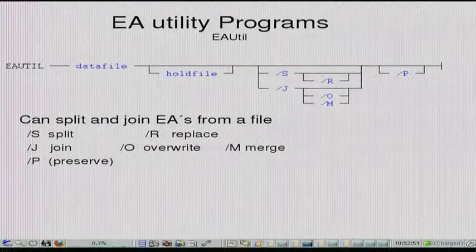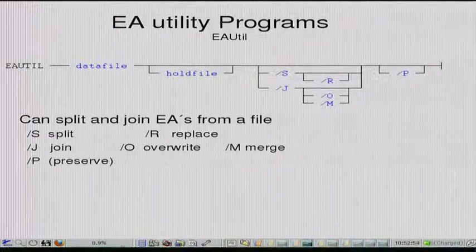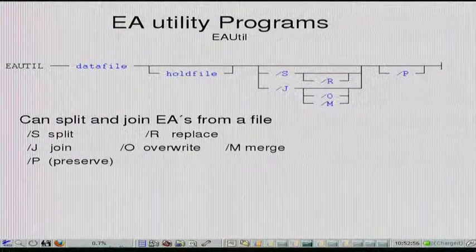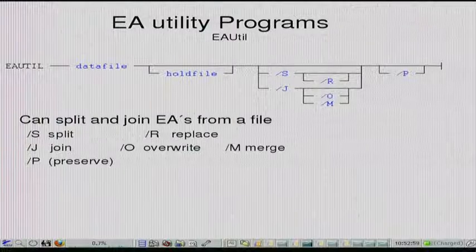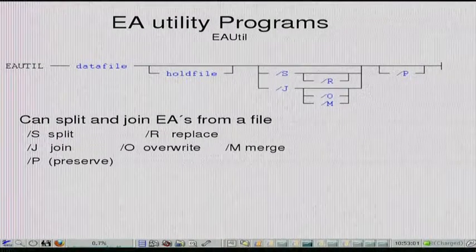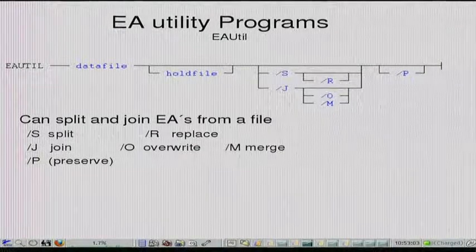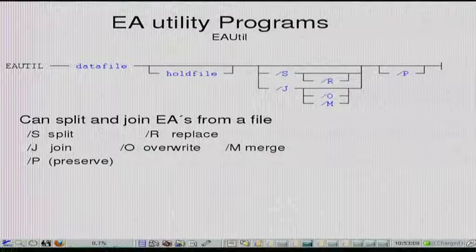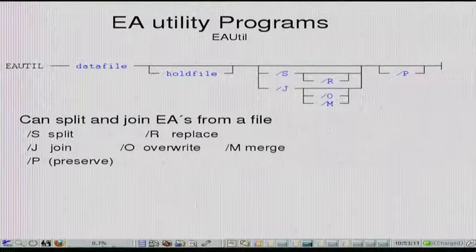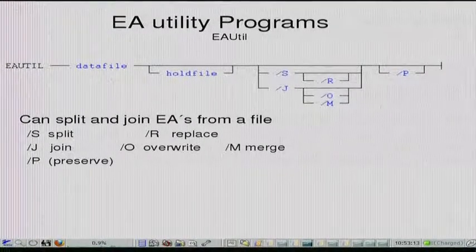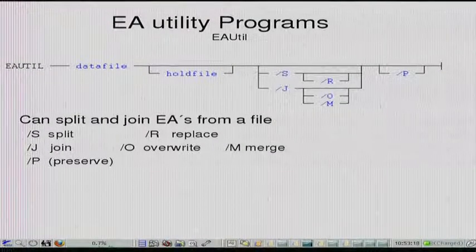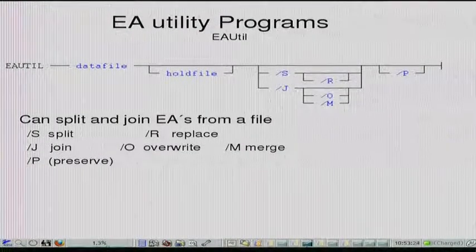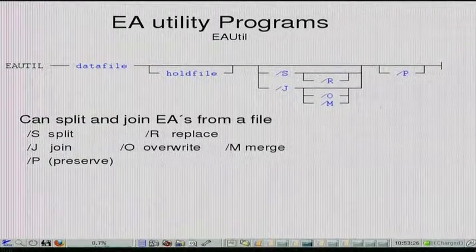Be careful. If you split the EA, it removes it from the original file and places it in the destination file, in the hold file. Often as not, you think split, oh, I've still got it, and I put it there. No, you have to say preserve. It's a small mistake you tend to make. You're looking how to do it, it says, okay, split, that's what I want to do, but it takes it away from the original file as well. So in this way, you can just split up EAs from any file or directory.